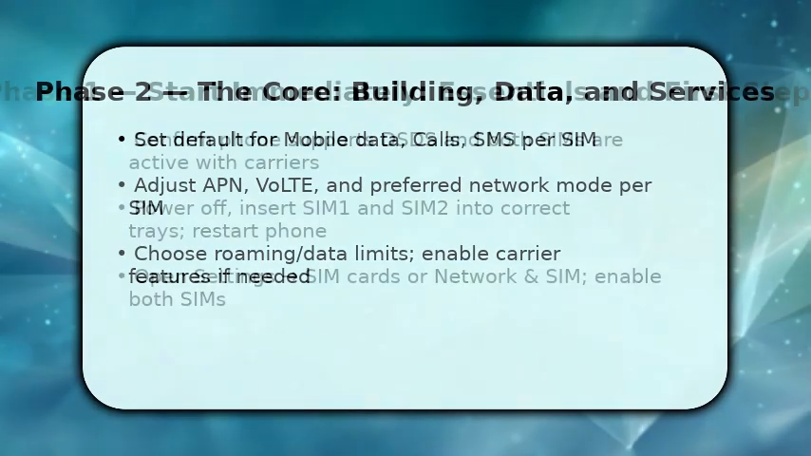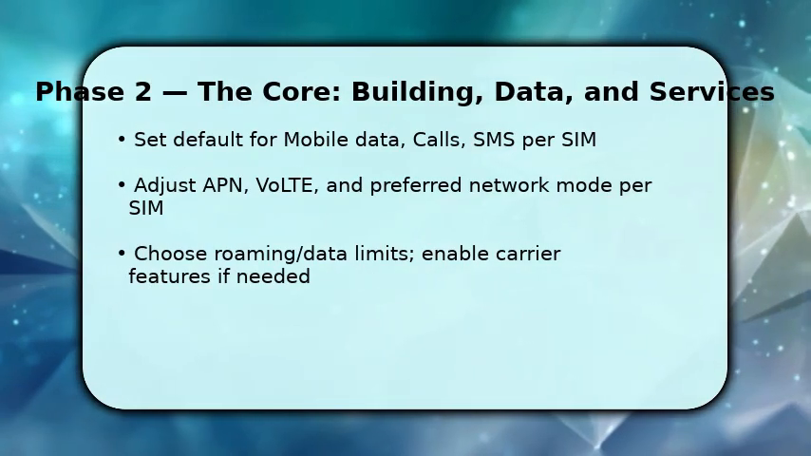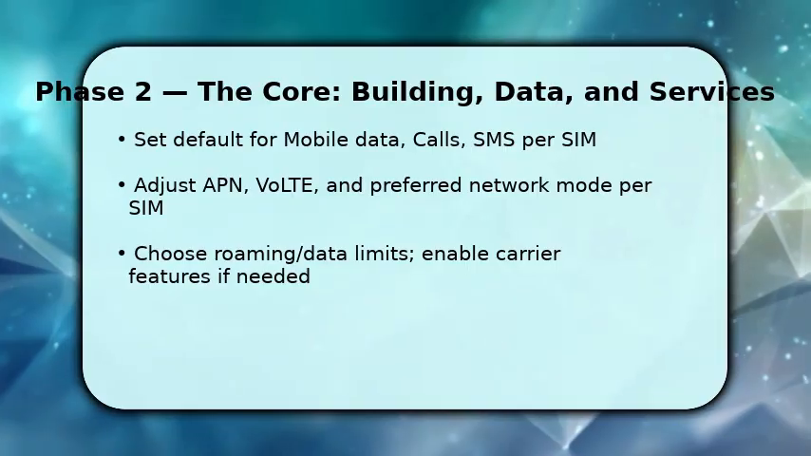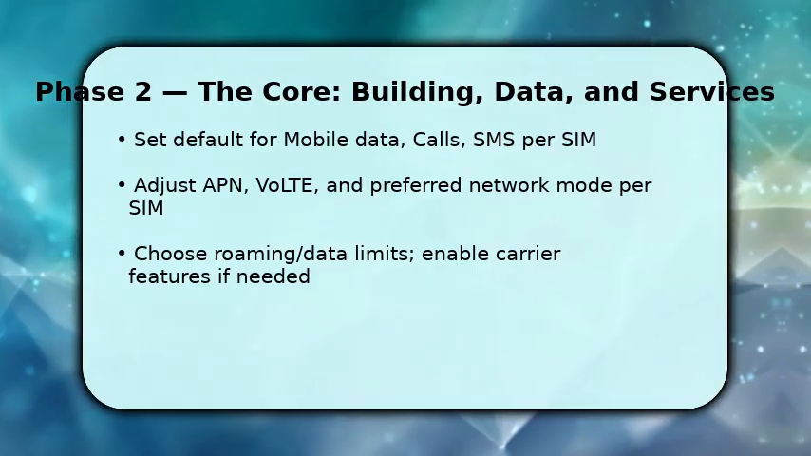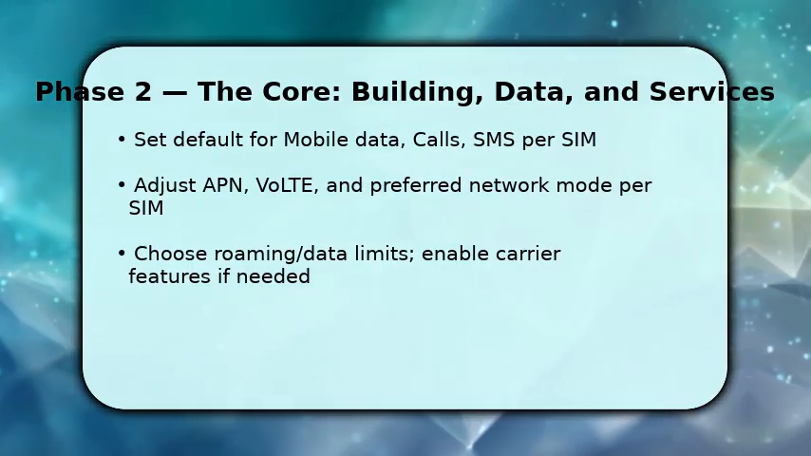Now you'll configure how each SIM behaves. In the same SIM settings, choose the default SIM for mobile data, calls, and SMS. This determines which line is used automatically.